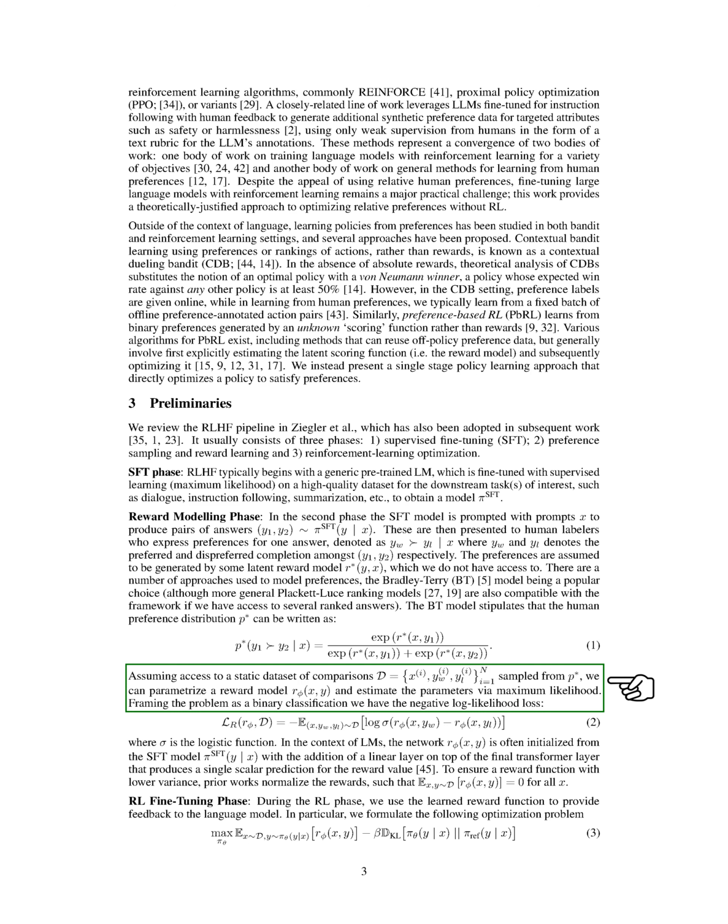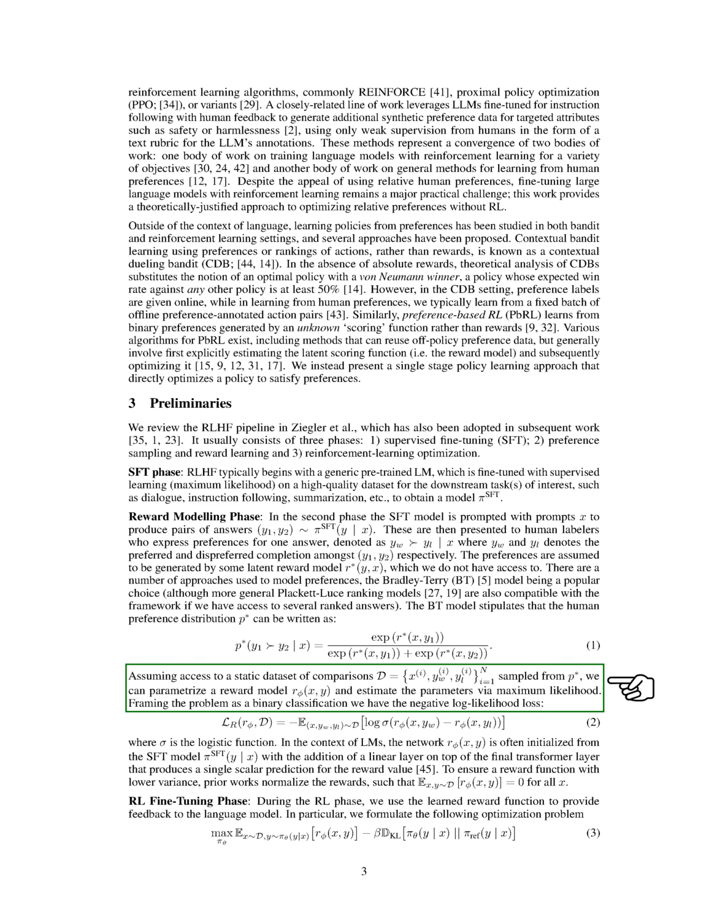Next, we use a dataset of comparisons to estimate the parameters of a reward model. We frame this as a binary classification problem and calculate the negative log likelihood loss. In the context of language models, we often add a linear layer on top of the final transformer layer of the fine-tuned model to predict the reward value. To ensure a reward function with lower variance, we normalize the rewards.